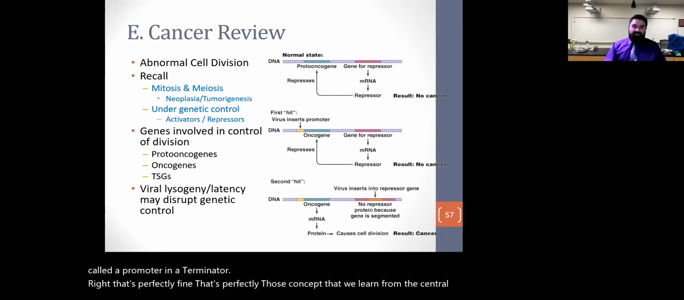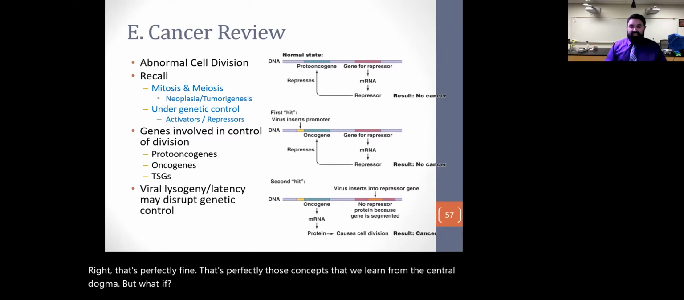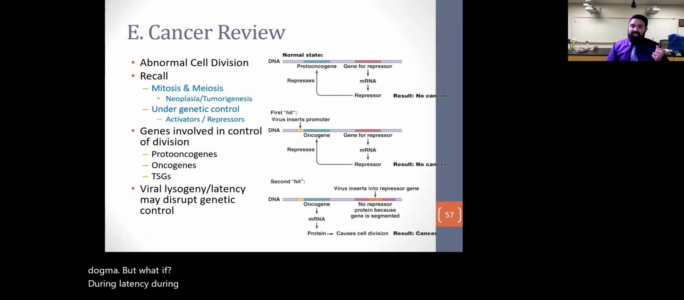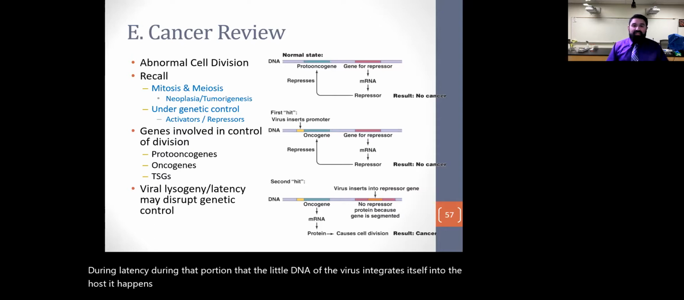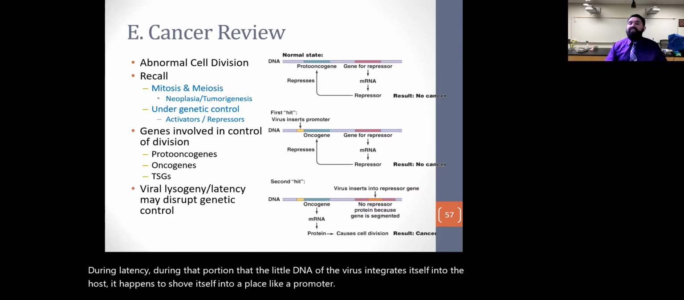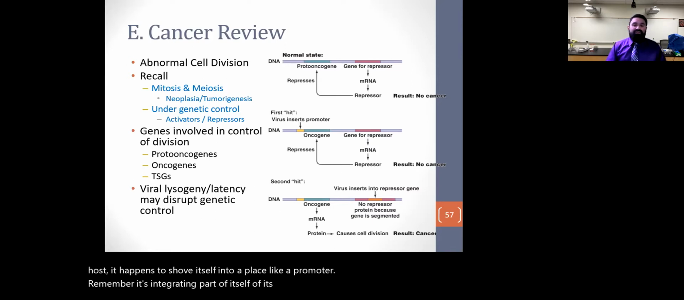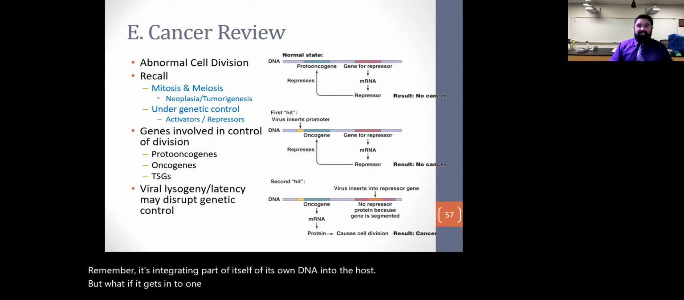But what if during latency, during that portion when the little DNA of the virus integrates itself into the host, it happens to shove itself into a place like a promoter? Remember, it's integrating part of its own DNA into the host. But what if it gets into one of those sequences that is in charge of turning on and turning off transcription and translation?